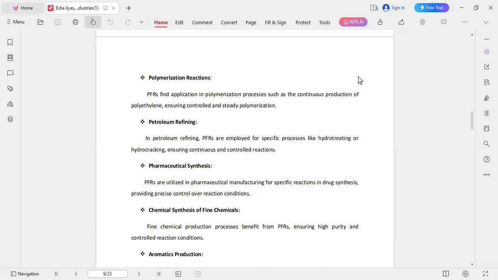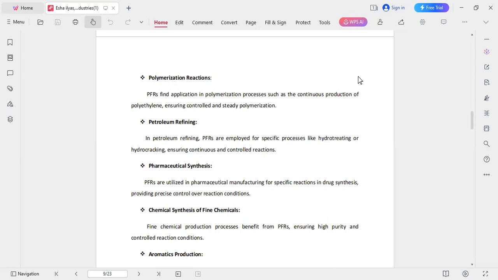Number two, polymerization reactions. Plug flow reactors find application in polymerization processes such as continuous production of polyethylene, ensuring controlled and steady polymerization. Number three, petroleum refining. In petroleum refining, plug flow reactors are employed for specific processes like hydrotreating or hydrocracking, ensuring continuous and controlled reactions.